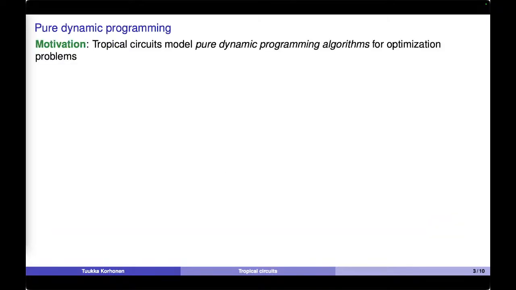So why I care about tropical circuits, and why people have argued to care about them, is that they model somehow pure dynamic programming algorithms for optimization problems. So you can think of an optimization problem. You take a maximum over all solutions, and each solution is maybe a sum over some variables given in the input.